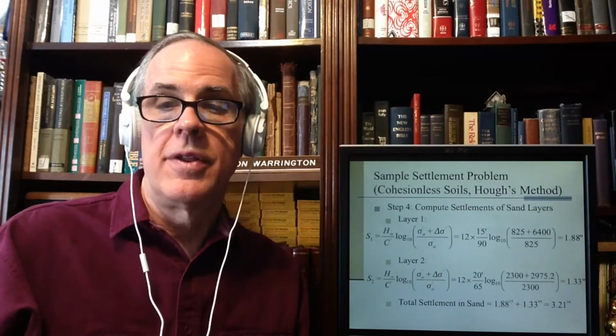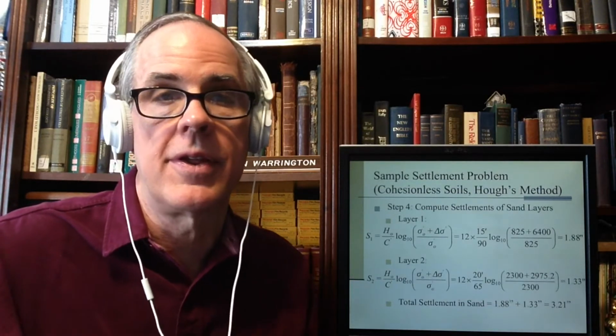So H naught over C prime. H naught is different in both cases. C prime is different in both cases. The sigma naught is different in both cases. The delta sigma is different in both cases. But you get, the first layer is 1.88 inches and the second layer is 1.33 inches, and you add the two together and you get a total settlement of 3.21 inches. And that, in a nutshell, is Huss method.